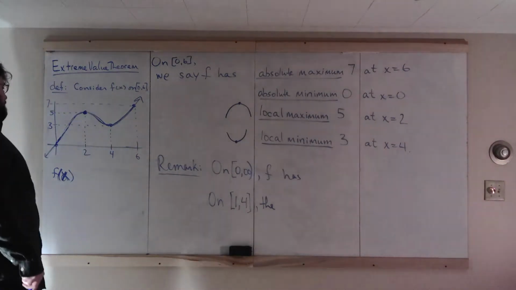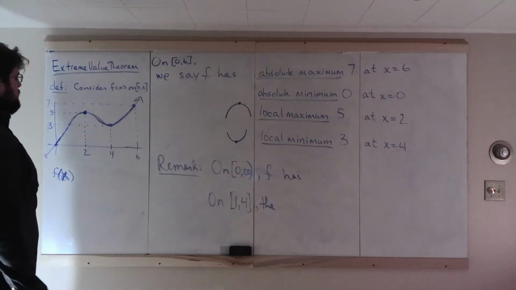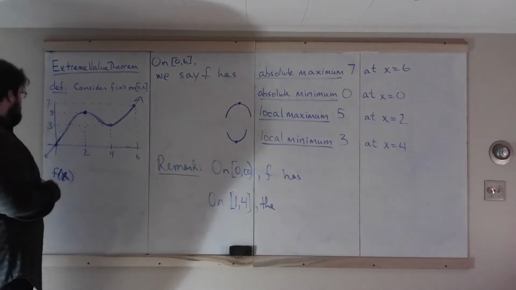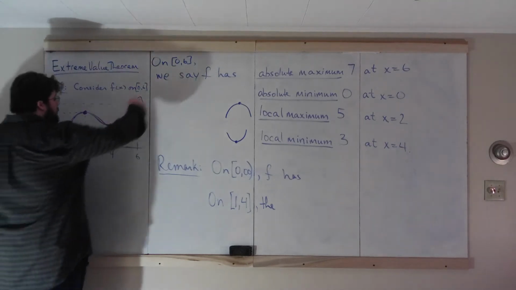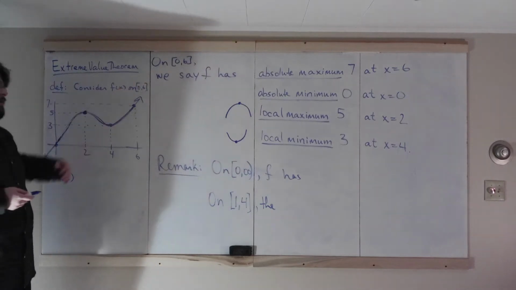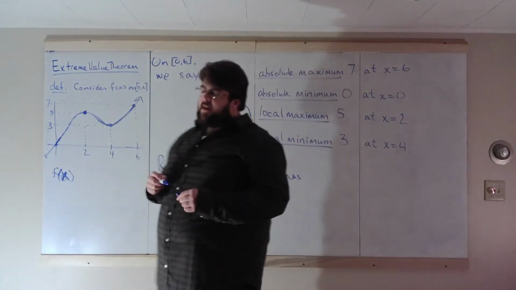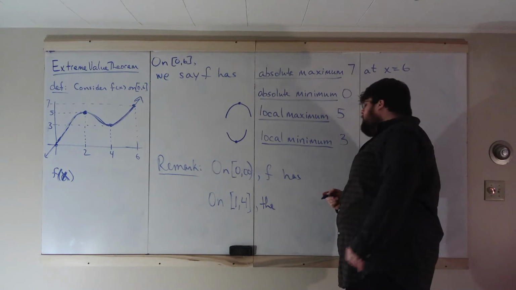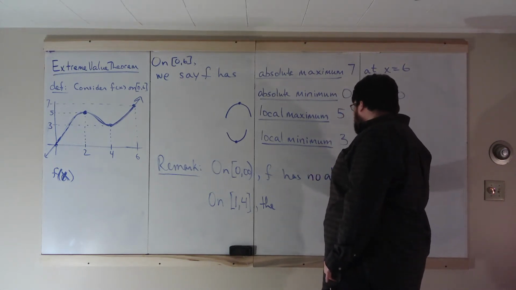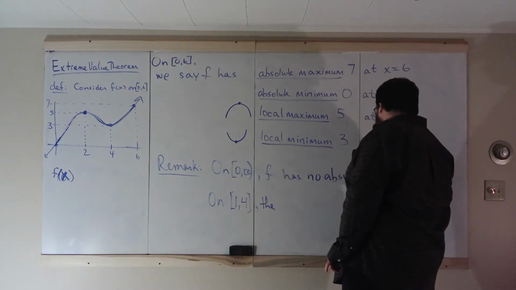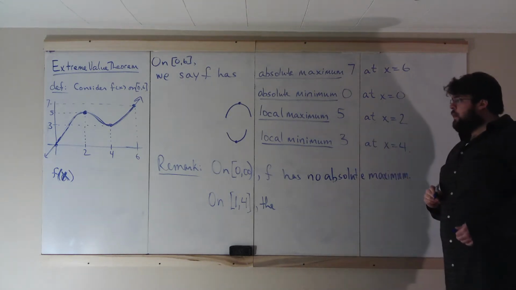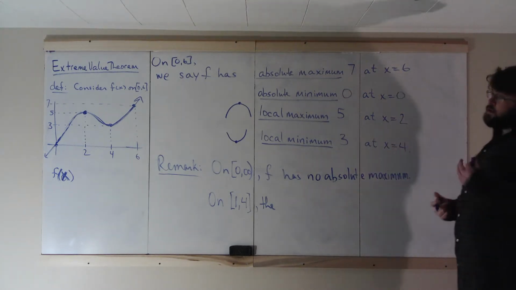Now, for more language and interpretation, if we considered the entire interval 0 to infinity, starting here and going off to that arrow, notice it goes to infinity. So you might be tempted to say f has absolute maximum infinity, but in that case we will say f has no absolute maximum. And similarly, if it goes off to negative infinity, we'll say it has no absolute minimum.